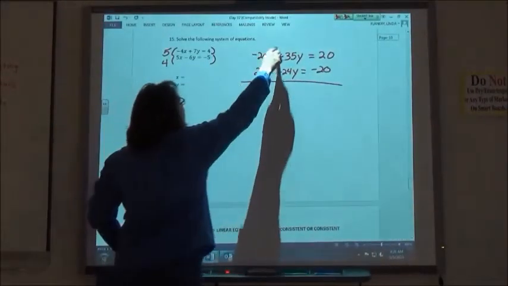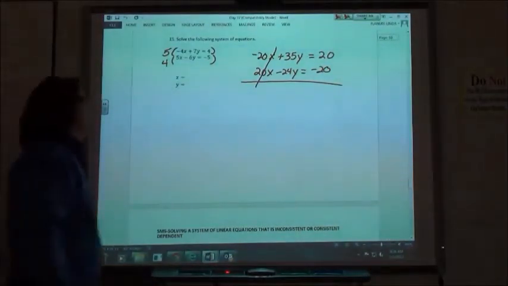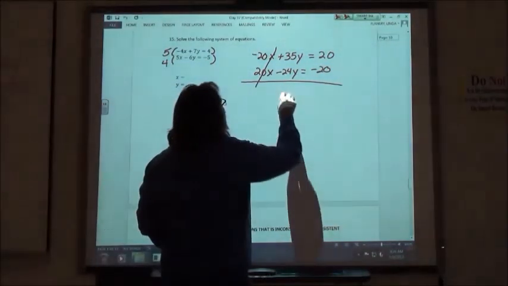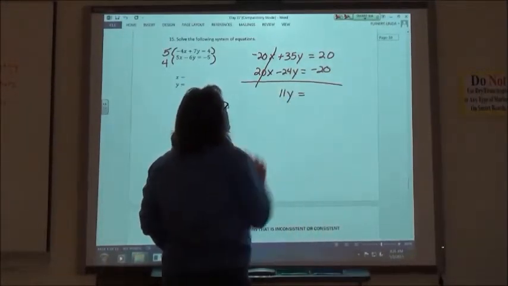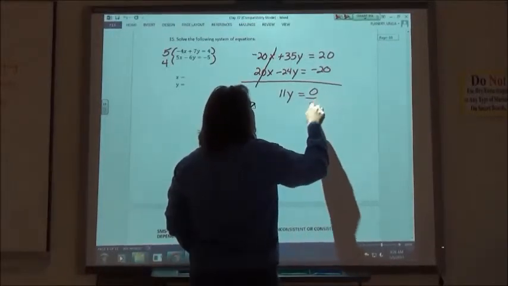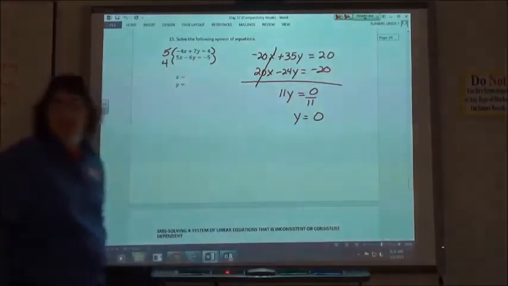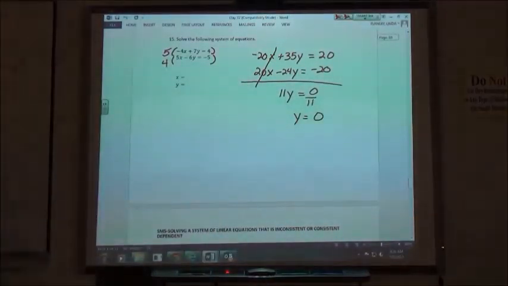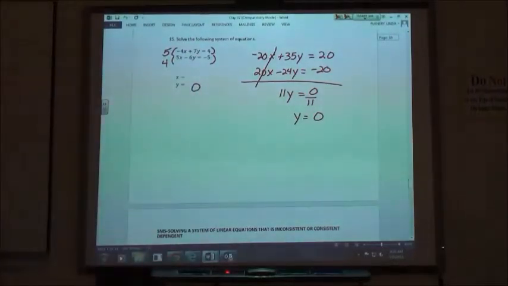Okay, so when we add, 35 minus 24 equals 11y equals 0. And when we divide by 11, y is just going to be 0, right? Y is 0. We still need to find the x.